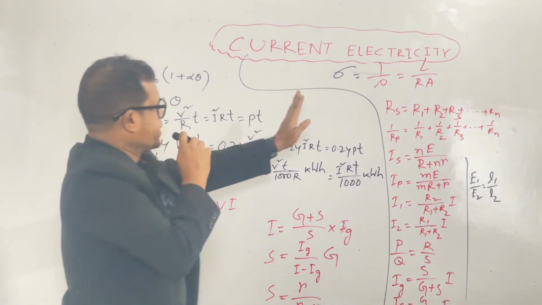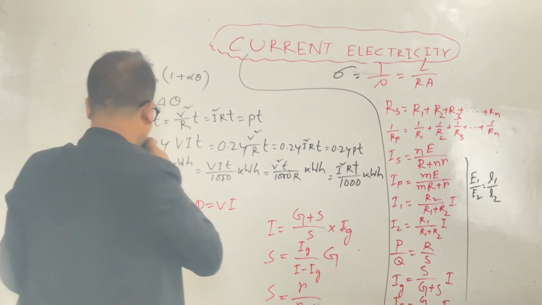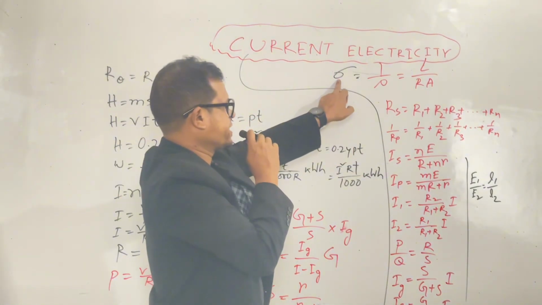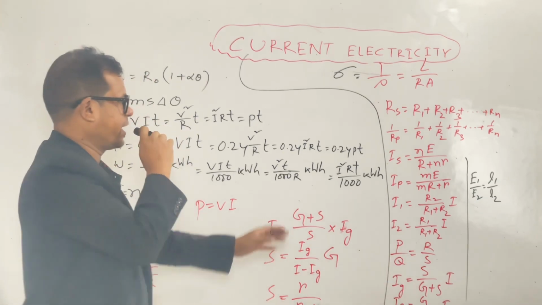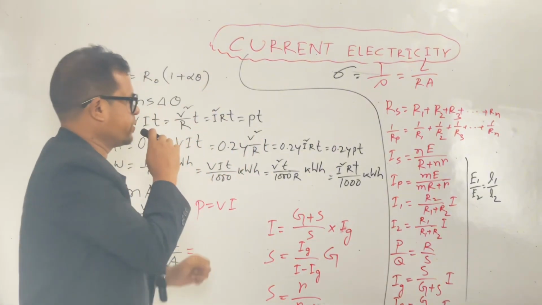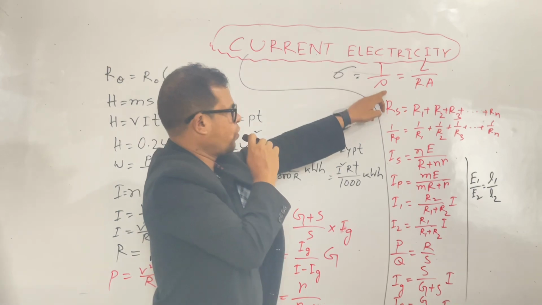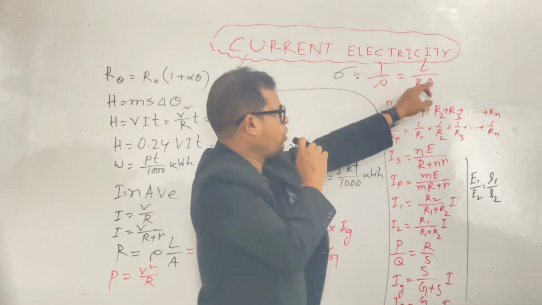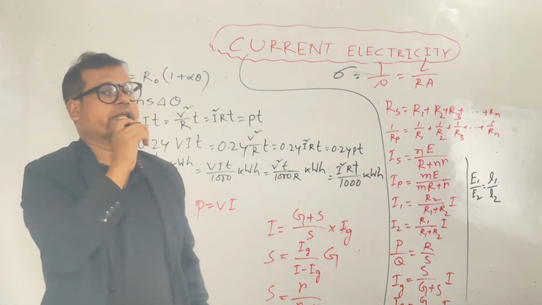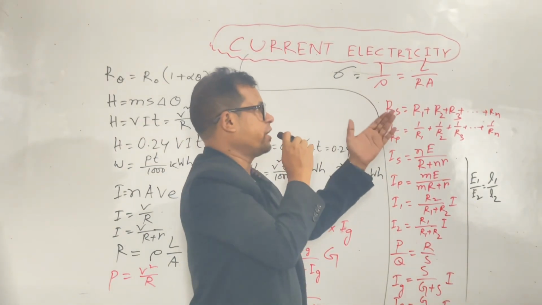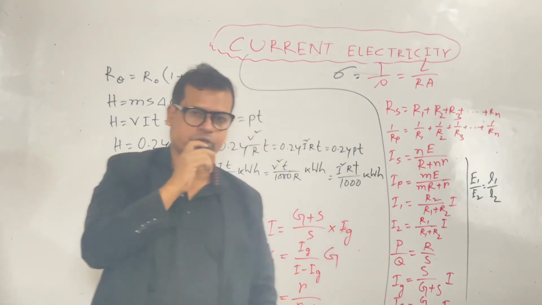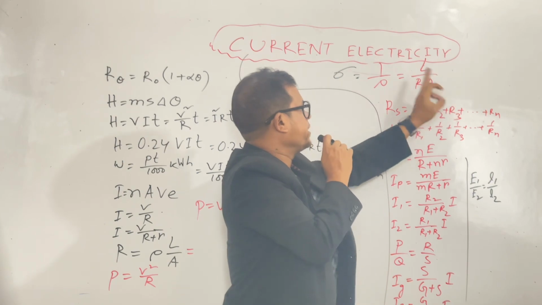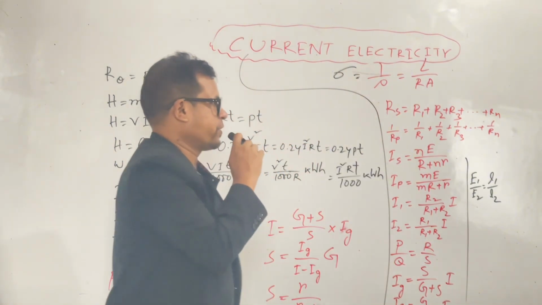Here, sigma equal to 1 over rho. Rho is the specific resistance and sigma is conductance. If you know the specific resistance, then you get conductance. Sigma equal to 1 over rho, or you can find out by this formula: sigma equal to L over RA. R is the resistance, A is the cross-sectional area of the conductor, L is the length of the conductor. That's why if the question gives you L, R, A, you can find out this conductance.